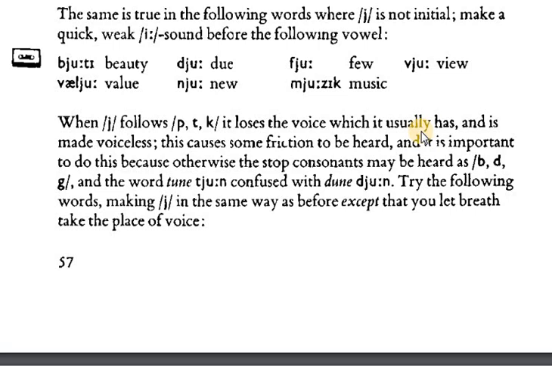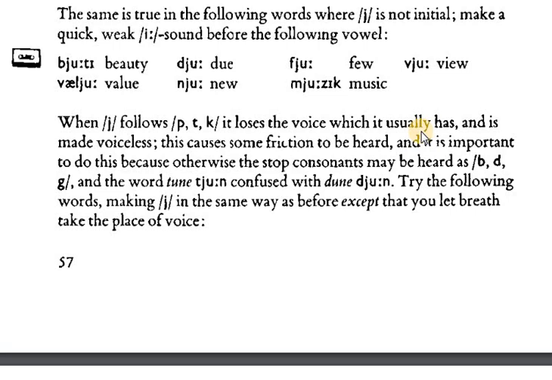So what happens if ye follows p, t, k? It will lose the voice which it usually has. It will lose the voicing that it always has and is made voiceless. This effect has been discussed with many other consonants before. In this case, it is not only going to be voiceless, it is also going to be produced with some kind of friction. This causes some friction to be heard. So ye is going to be voiceless and at the same time has some kind of friction.